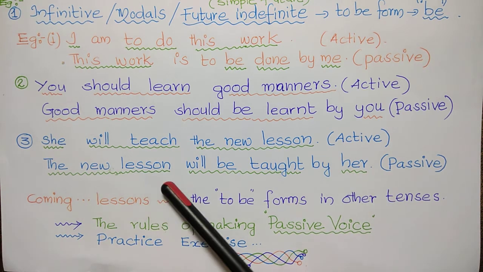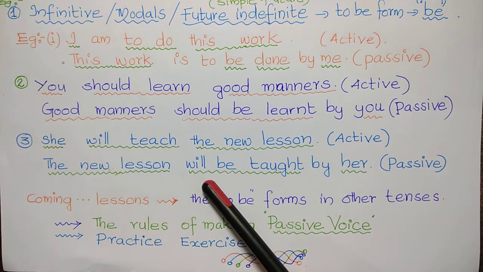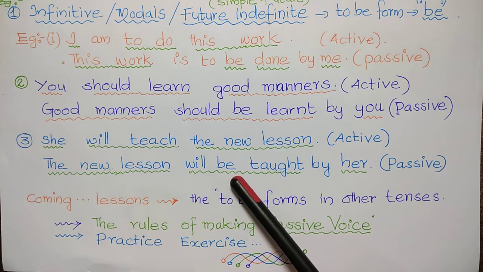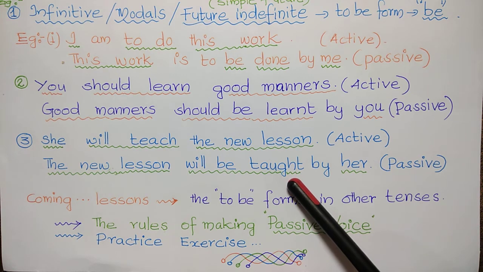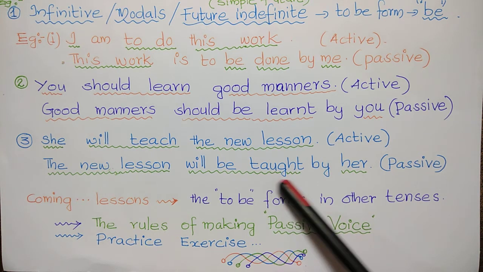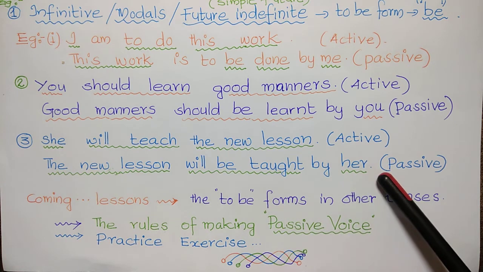The new lesson is the object. It starts with the object, will, followed by the to be form, that is be. Taught is the V3 form or past participle of teach, that is taught by her. The new lesson will be taught by her, that is the passive form of this sentence.